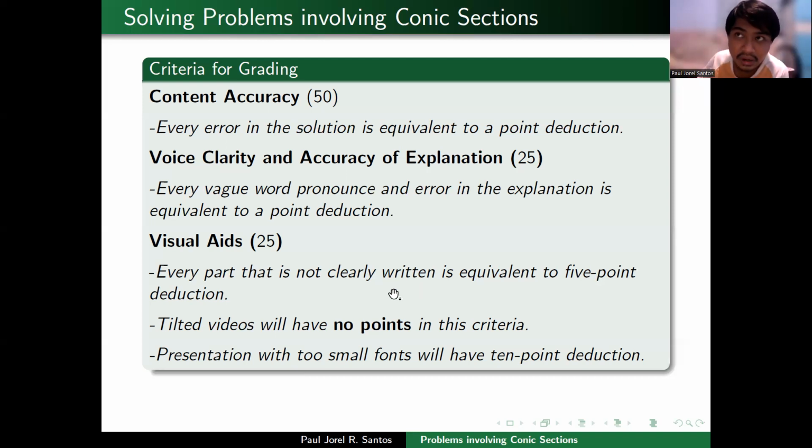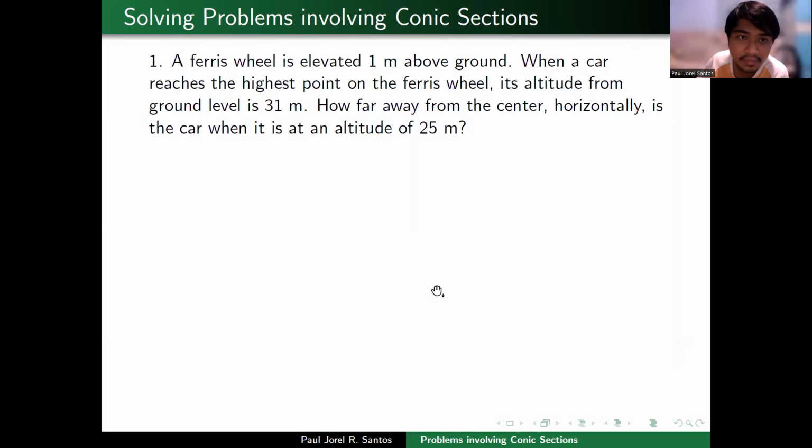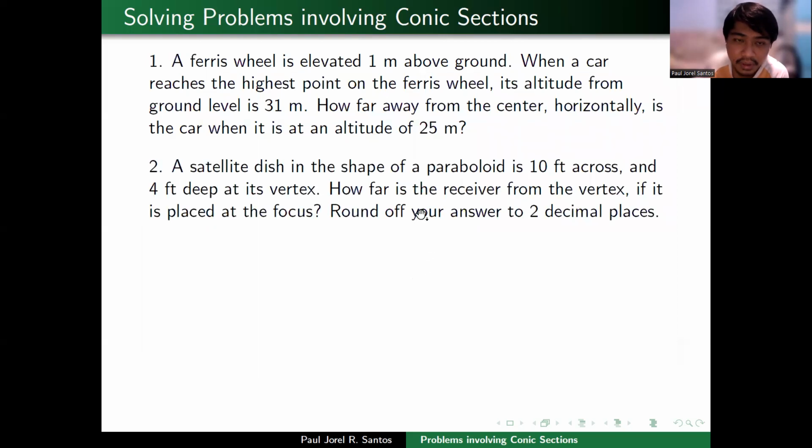Okay, by the way, these are the problems. A Ferris wheel is elevated 1 meter above the ground. When a car reaches the highest point on the Ferris wheel, its altitude from ground level is 31 meters. How far away from the center horizontally is the car when it is at an altitude of 25 meters? Okay, problems on circles. That's the first one.